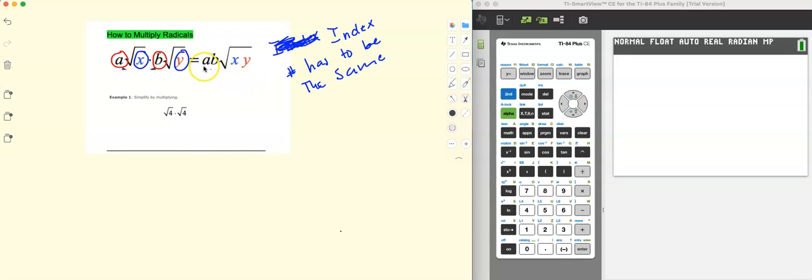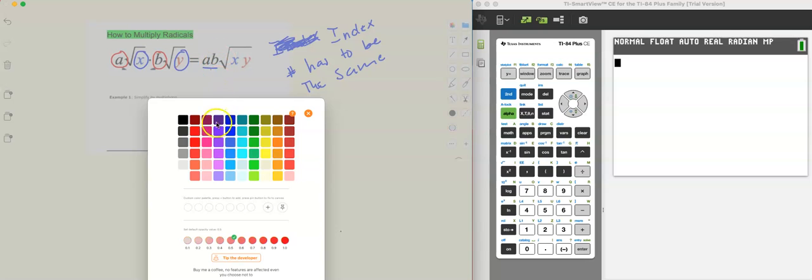And so when I multiply, I can get a times b, and then times the square root of x times y. So it's like the outside multiplied together by each other and the inside multiplied by each other. All right, so let's look at an example here.